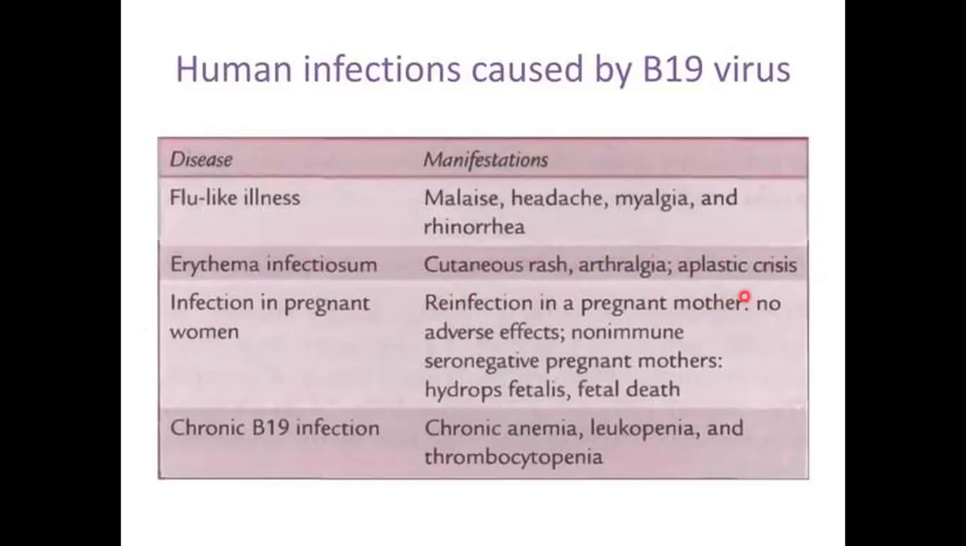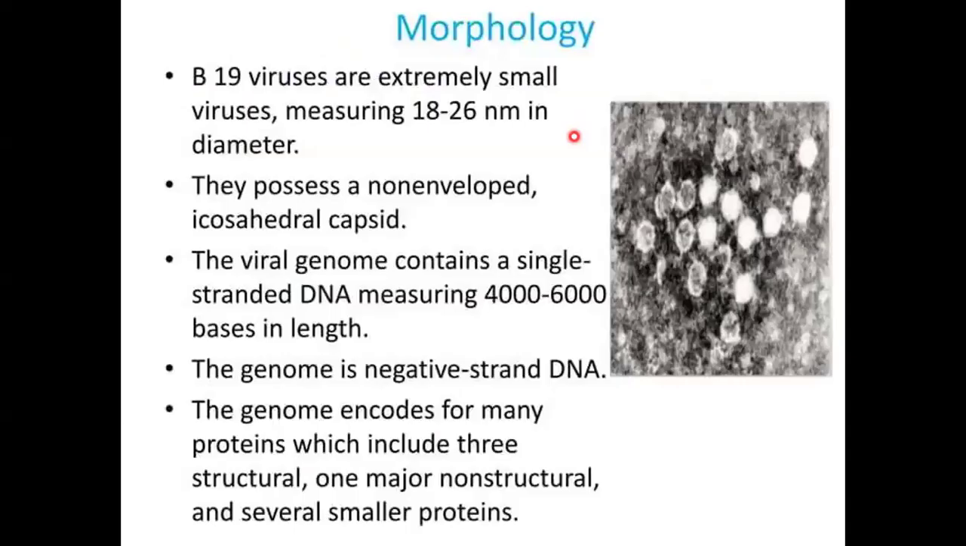Reinfection in a pregnant woman has no adverse effects. In non-immune seronegative pregnant mothers, their children usually get hydrops fetalis, which can lead to fetal death. Then chronic B19 infection, we have chronic anemia, leukopenia, and thrombocytopenia. This table, you have to know it. This is the most important thing in the symptomatology of parvovirus B19. But you're going to go in depth in each of these diseases.